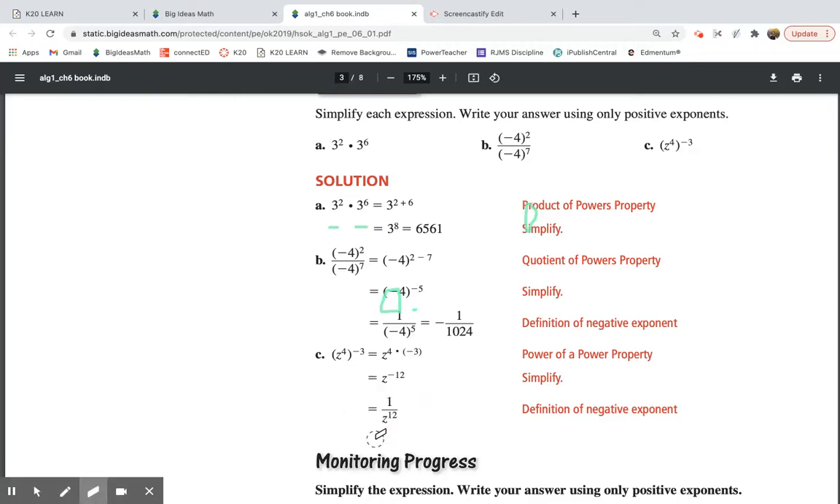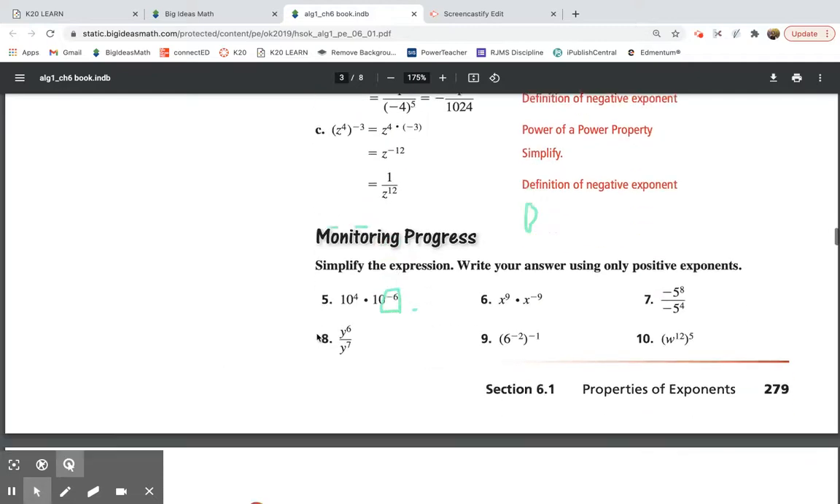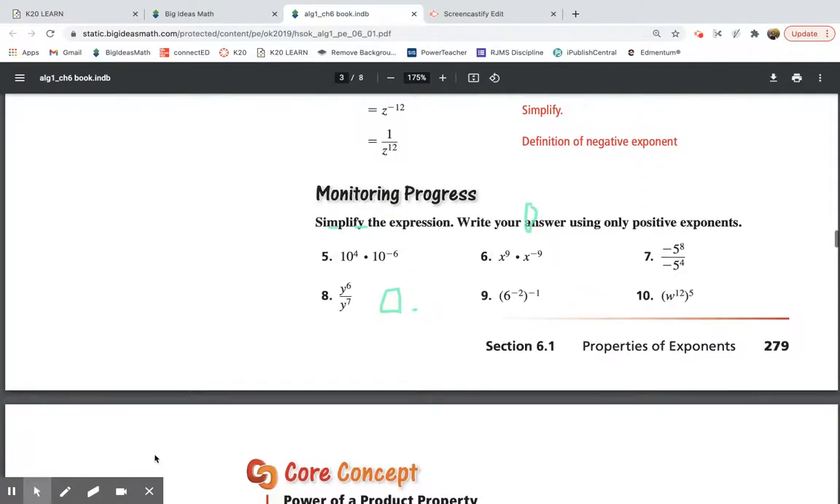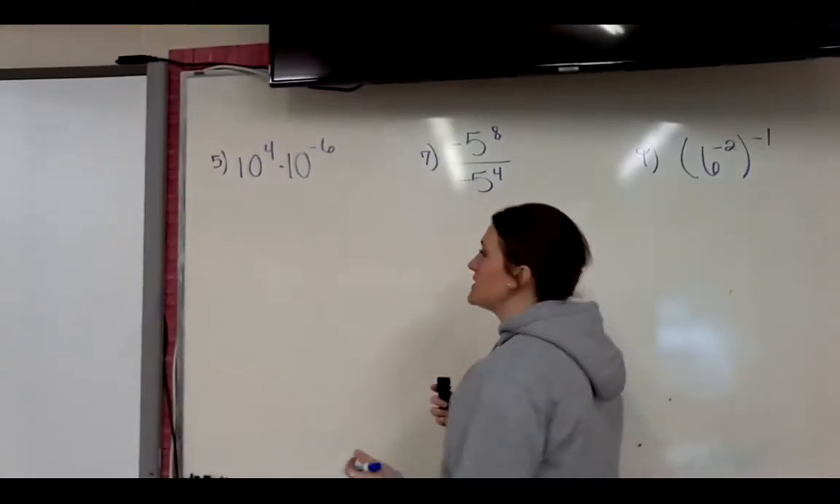So, let's see. I'm not going to make y'all try all of these. Okay, I want you to try number 5, 7, and 9. Okay, so pause the video and I will go over that with you. Okay, on these, we are simplifying these expressions.